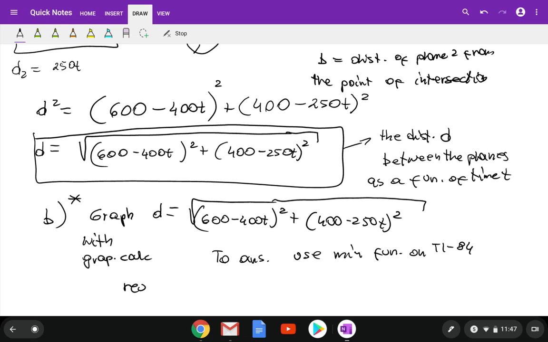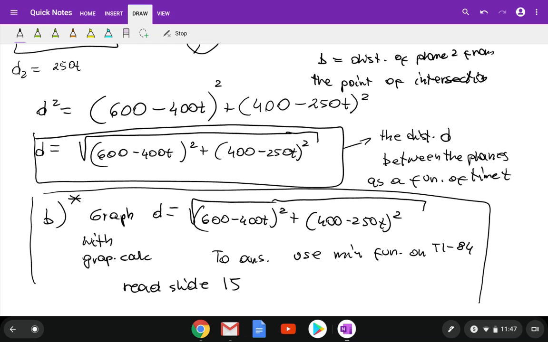You can read the slide, if you have a calculator it's not so bad, read slide 15. But again, this is something I'm not going to ask on a test because we're not using the TI-84 graphing calculator for this class. So that's it from section 3.6. You have all the sections, all the recordings, and in the next video we'll talk about the review for a test. Okay, thank you for watching.